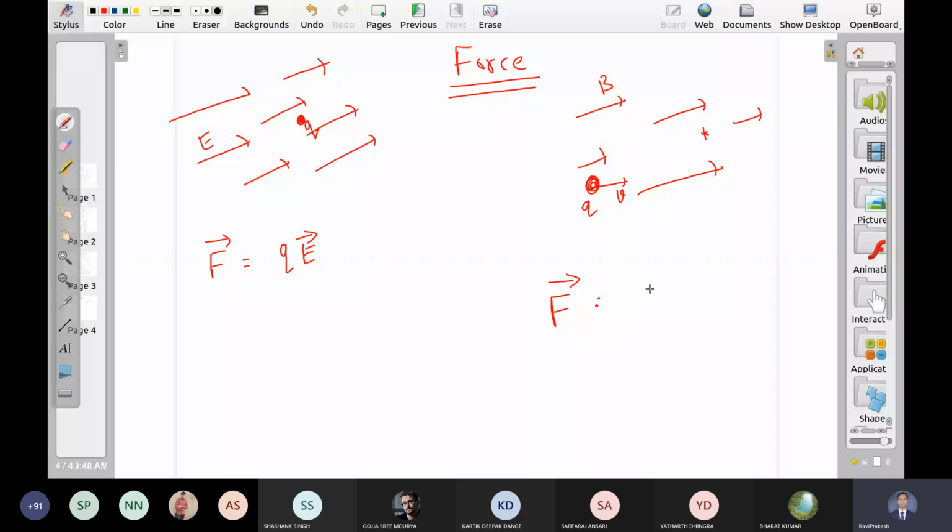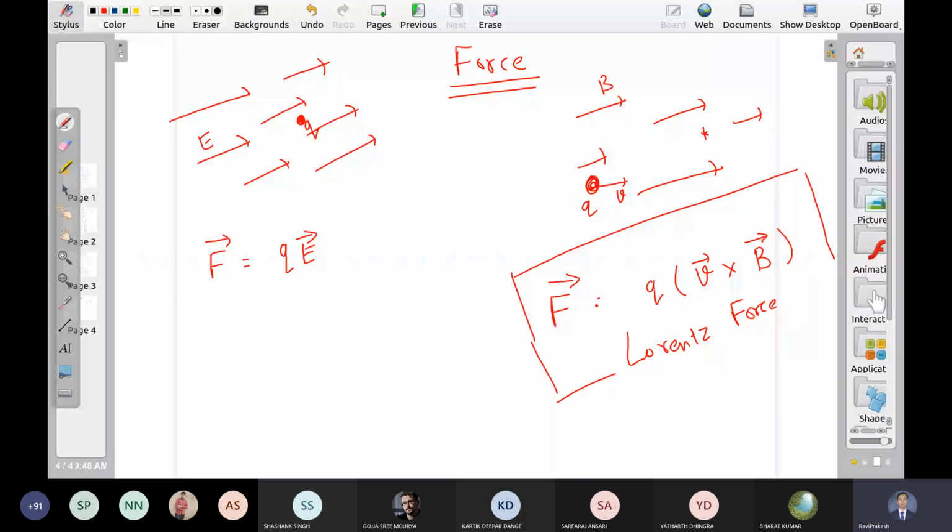QV cross V. All right. And this is called Lorentz force. Okay. So this is the effect of fields on charges and moving charges. So you know the applications of this.